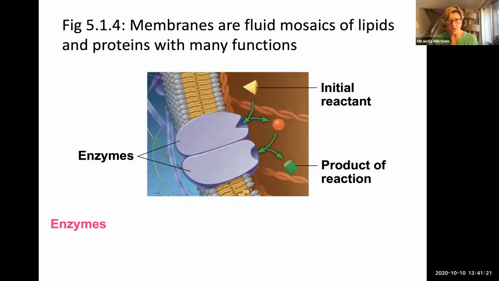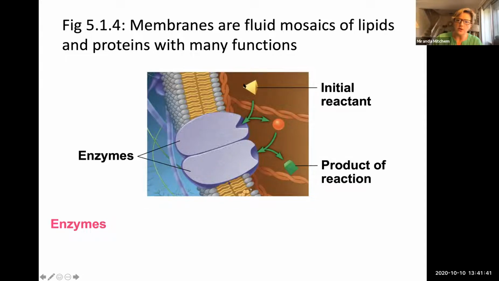If it uses energy, it's active transport. If it uses the concentration gradient, that's diffusion. All right, we have a number of different enzymes that are embedded within the cell membrane. And we'll spend quite a bit of time today talking about enzymes and how they function.